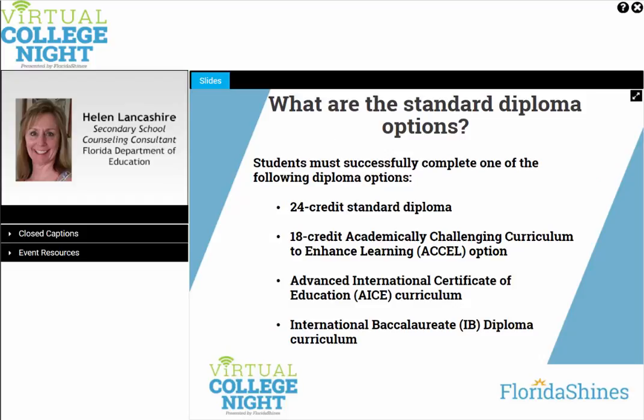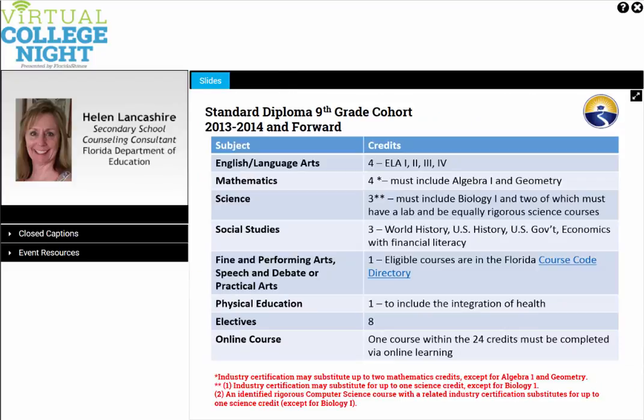Our standard diploma options are listed for you. We have a 24-credit pathway, an 18-credit pathway, or an ACE or IB curriculum pathway. This chart delineates our standard graduation requirements by subject area, beginning with students who have entered high school grade 9 in the 13-14 school year and forward.